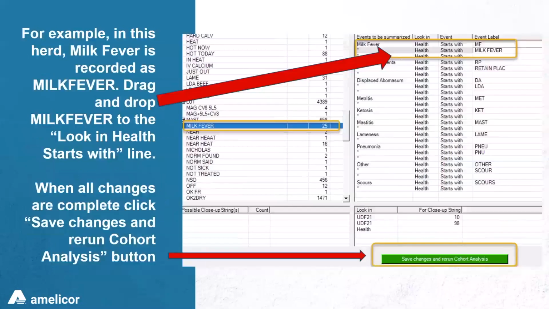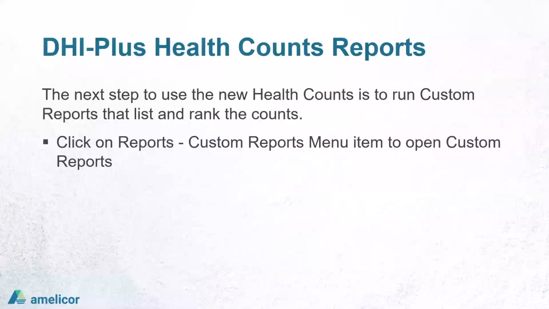When all the changes are complete and you've found all of the variations of possible health entries that you have, go ahead and click the Save Changes and Rerun Cohort Analysis button on the bottom. It'll be in green. The next step is to use the health counts in a custom report to rank or list them by health counts.